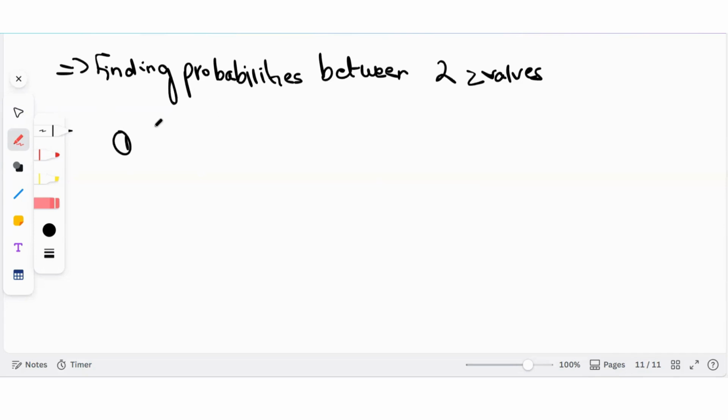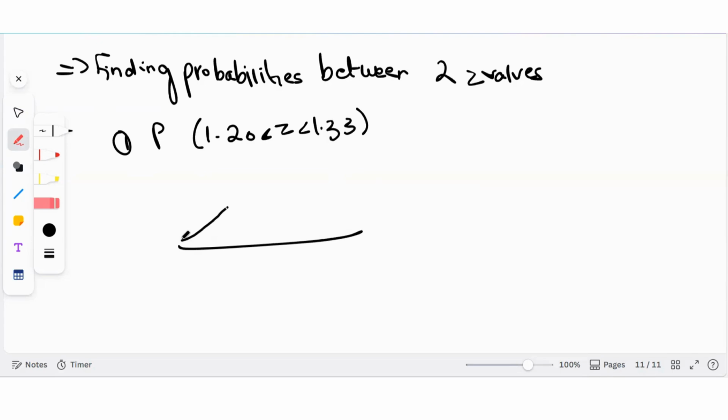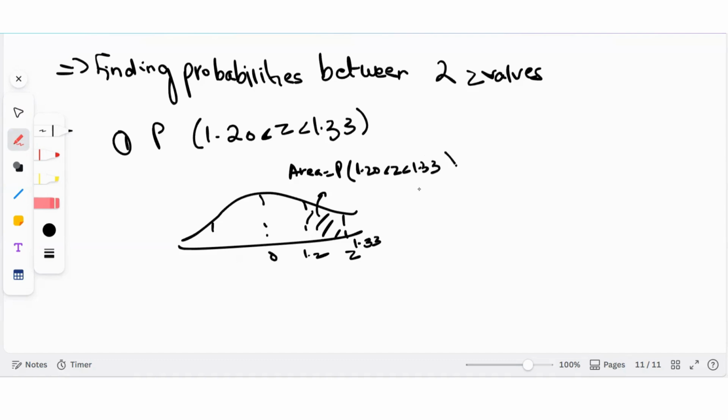So the first we'll do is, let's see how we find the probability between two z values where both z values are positive. So Z is greater than 1.2, less than 1.3. Let's first graph this and see how it looks. This is 0, this is 1.2, this is 1.3. So this is the area that we're interested in, right? This area represents the probability Z is greater than 1.2, less than 1.3.